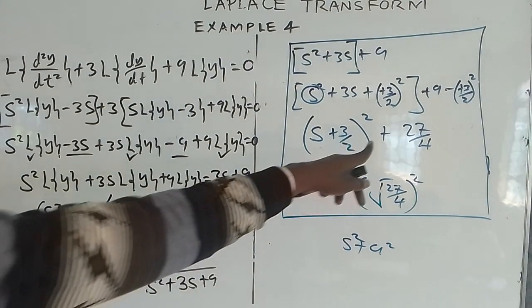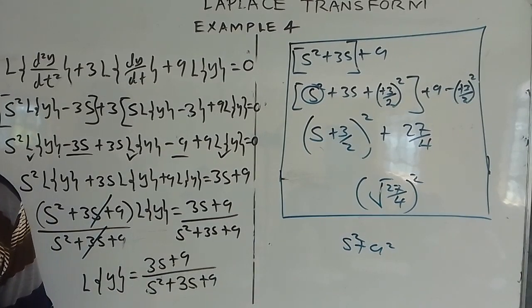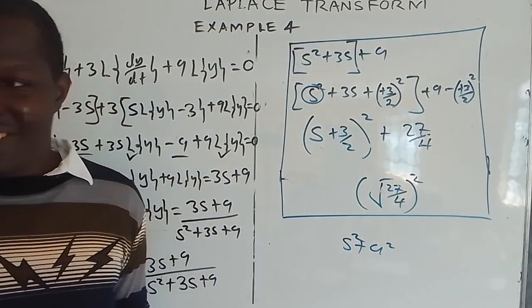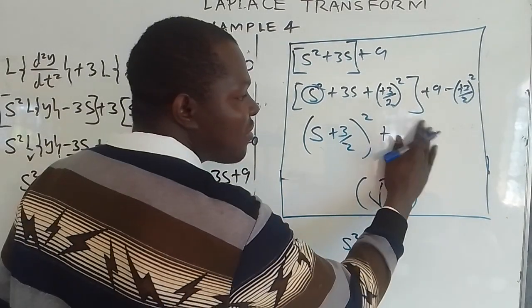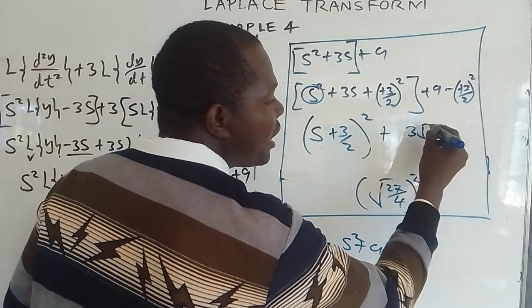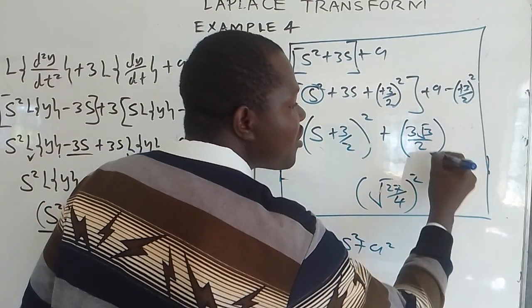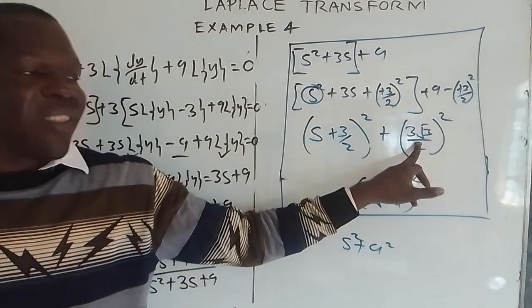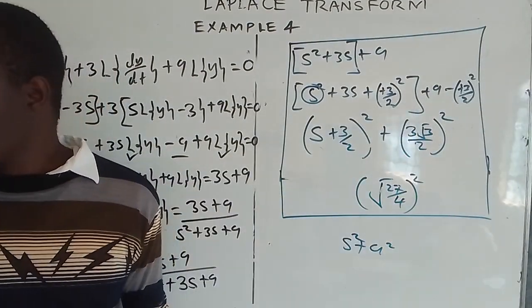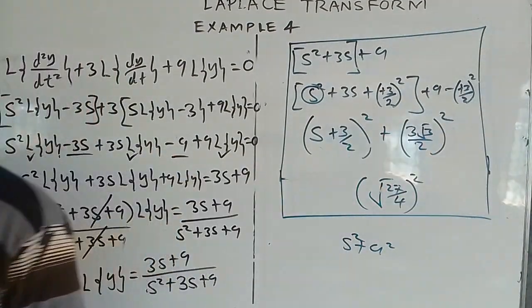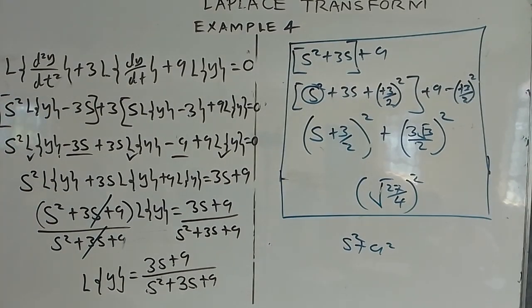We want the square here to remain because we are looking for the Laplace transform. This square must remain there. Yes, so it means 27 over 4 can be written as 3 root 3 over 2, then squared. Meaning if you square this, you get back your 27 over 4. Because we need a squared term in the Laplace transform. Do you see that? Yes. Is that understood? Good.